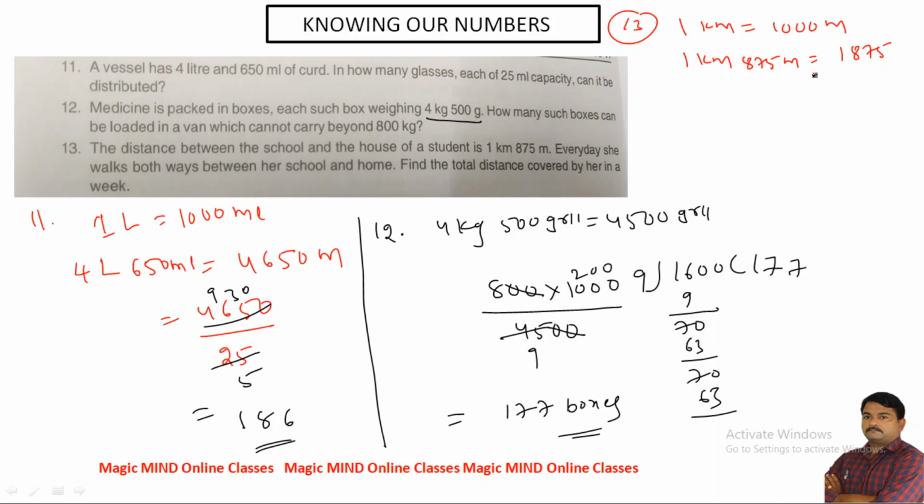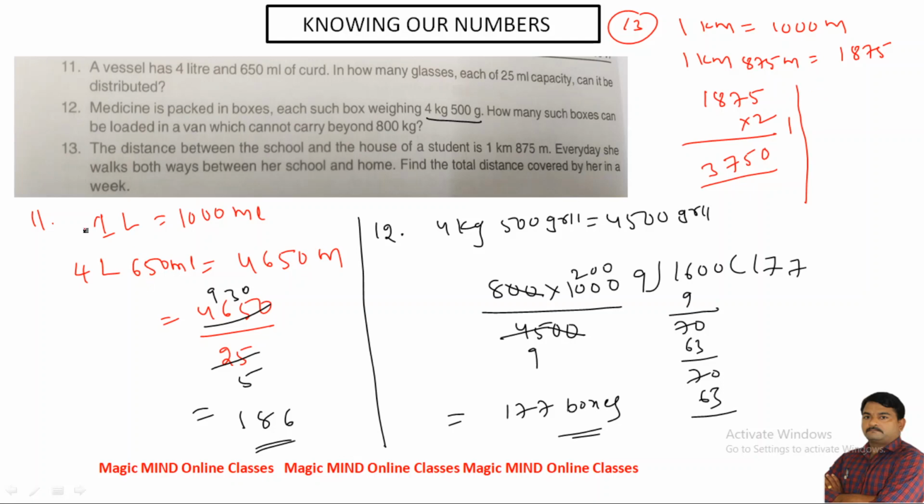Both ways means what you have to do? You have to multiply 2 times. So 1875 both ways means while going this much distance, while coming also the same distance. That's why if you multiply by 2, you get the distance covered by that person in one day. 2 5s are 10, 2 7s are 14 means 15 you get, 2 8s are 16 means 17 you get, 2 1s are 2 means 3 you get. So this is the distance covered by that girl in one day.